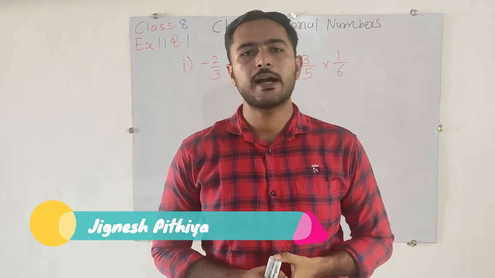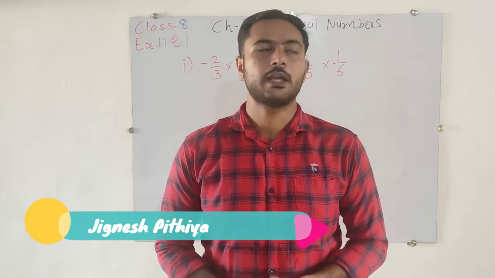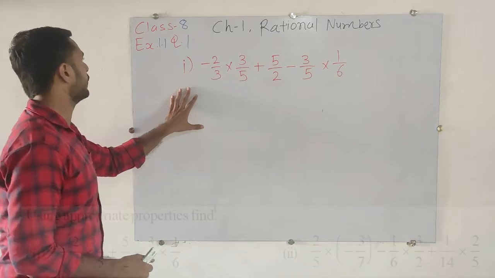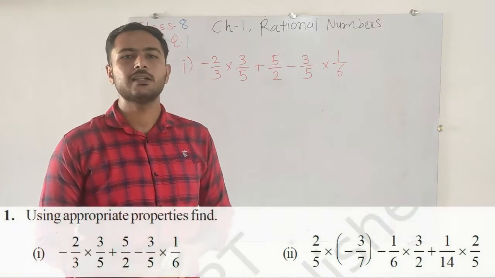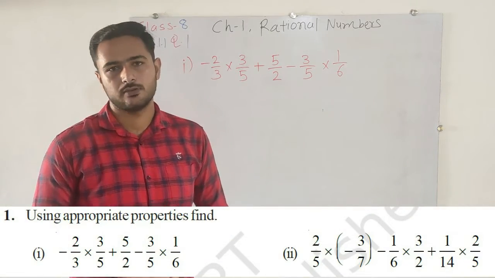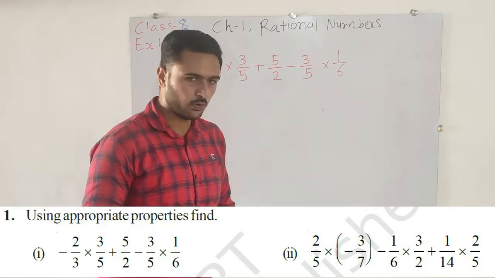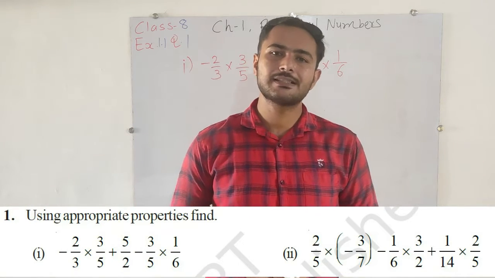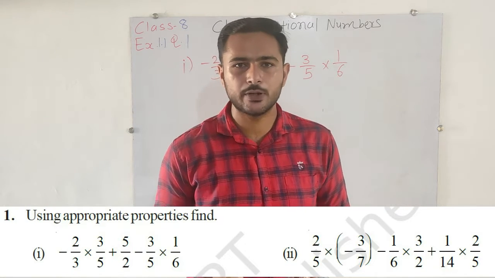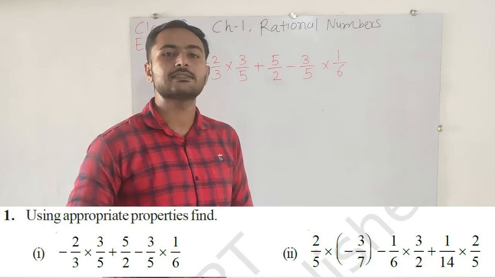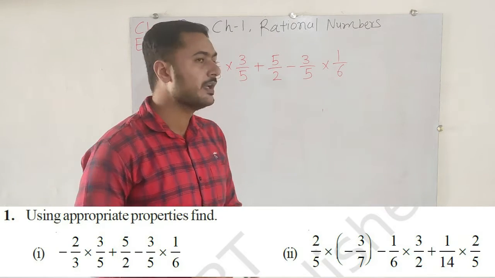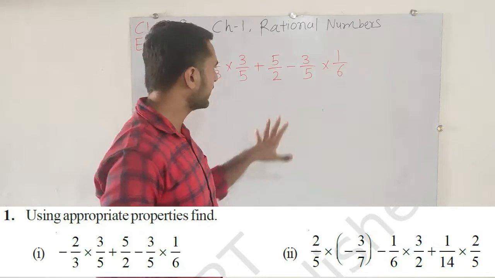Today we are going to start exercise 1.1. Let's start with question number 1. In that we have to solve with the help of the properties. We have already learned the different properties like the closure property, associative, commutative, and the last one that we discussed, the distributive property. From that we will use here.